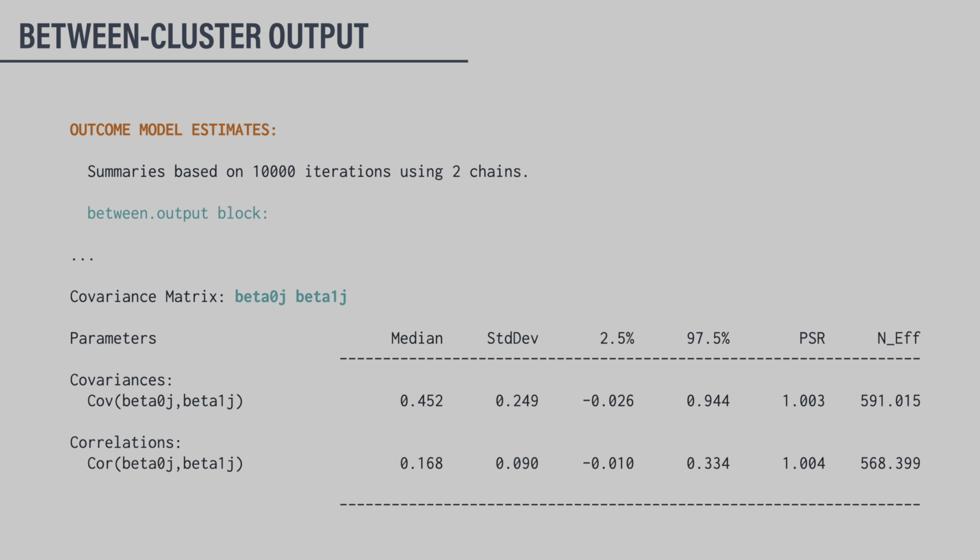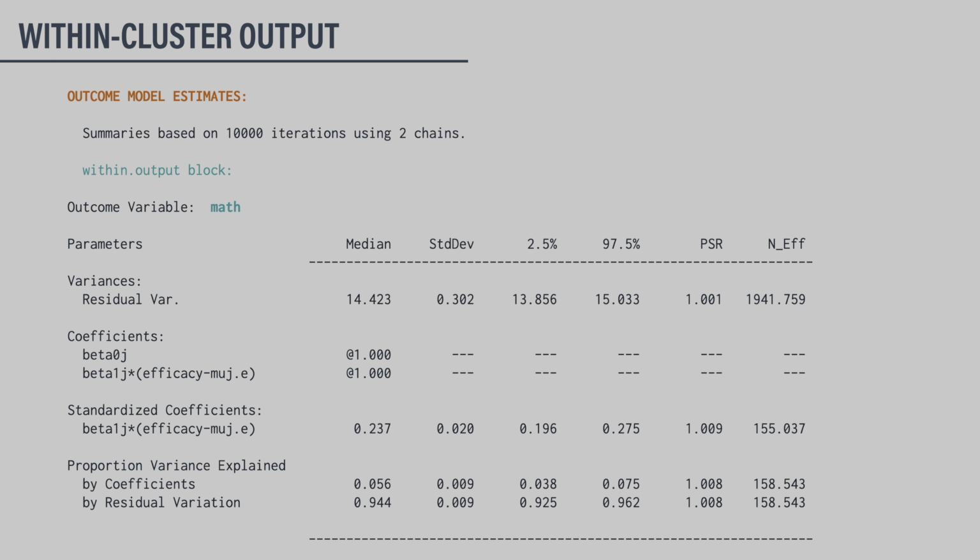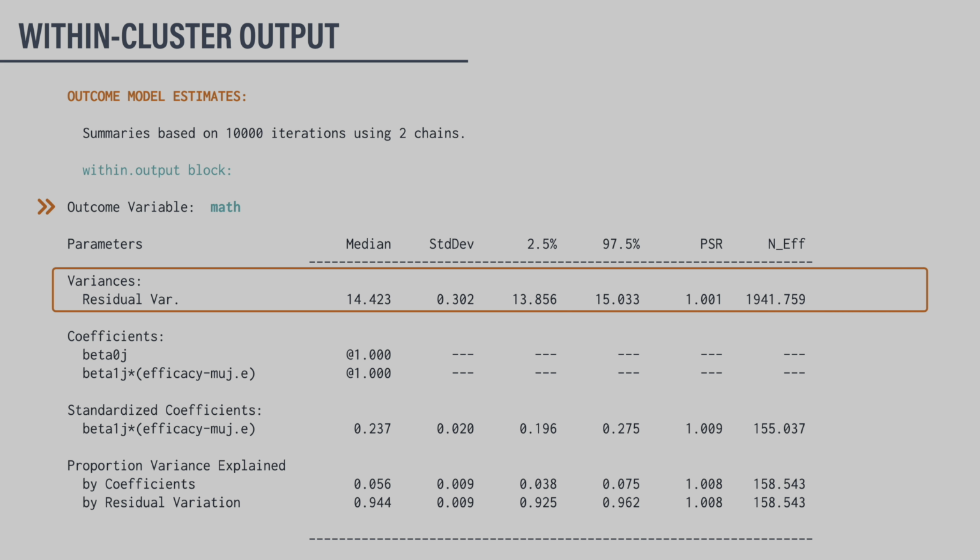The final table in the between cluster block is a table showing the covariance and correlation between the random intercepts and slopes. Finally, the output table here shows the within cluster part of the model for the math achievement variable. In this example, the within cluster residual variance is the only parameter of interest from the table.